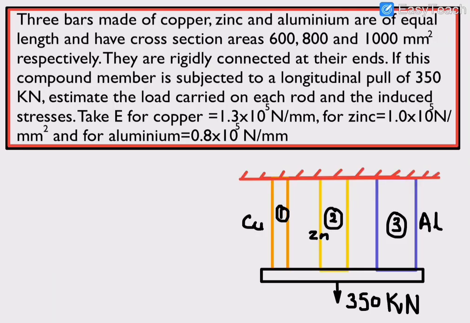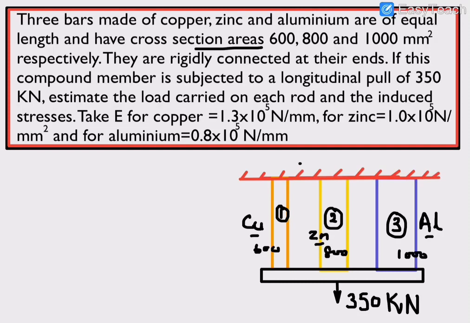I suppose these are the three bars made of copper, zinc and aluminium. This one is made of copper, this one is zinc and this one is aluminium, having cross-section areas of 600, 800 and 1000 mm square. It means the cross-section area of this one is 600, this one is 800, and the last one is 1000. Now they are rigidly fixed at their ends.